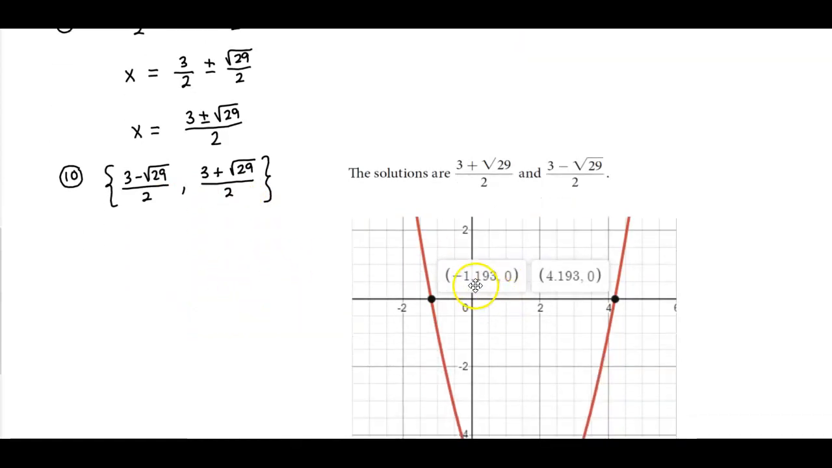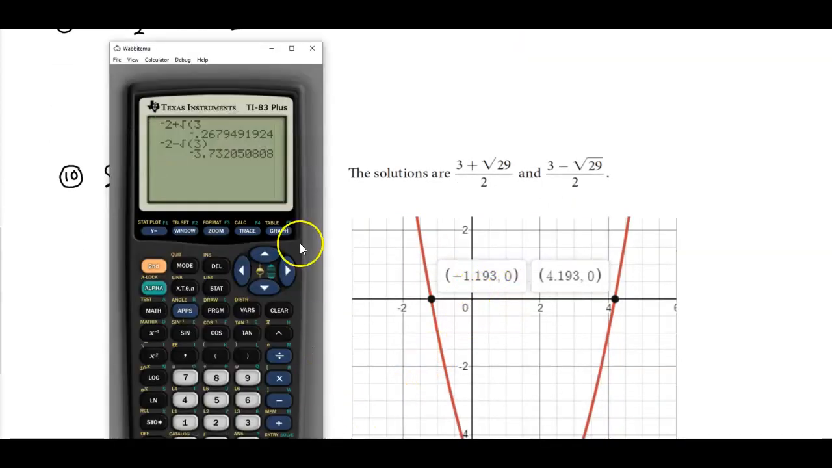Now let's verify what these solutions are. So we have 3 minus the square root of 29, and divide that by 2, and we get negative 1.93, rounded to 3 decimal places. And then we have 3 plus the square root of 29, and then divide that by 2, and that gives us 4.193.